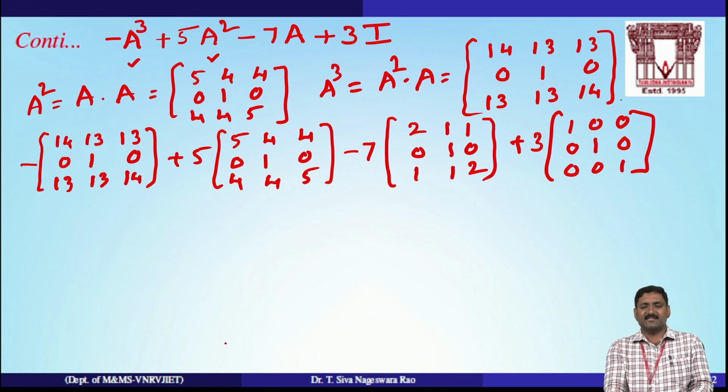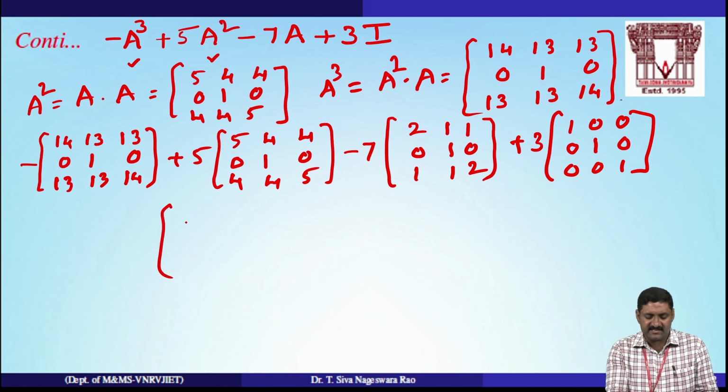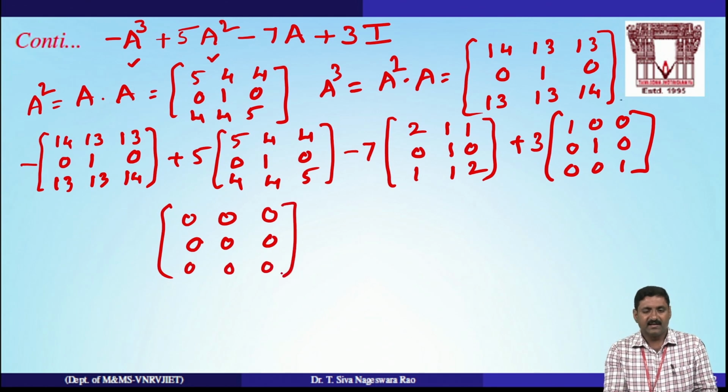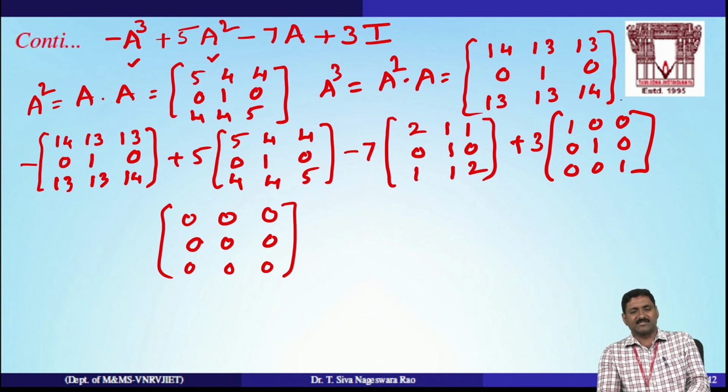Now by simplifying this whole matrix polynomial, finally you will get the answer as 0, 0, 0, 0, 0, 0. This is the LHS value of the matrix equation. Now what is the RHS value? 0. That is the O, 0 matrix. Hence LHS is equal to RHS. It shows Cayley Hamilton theorem is verified.